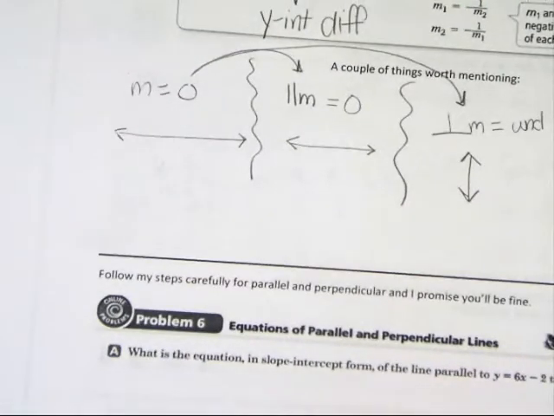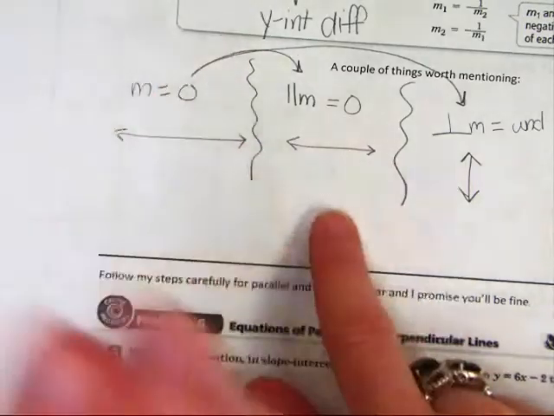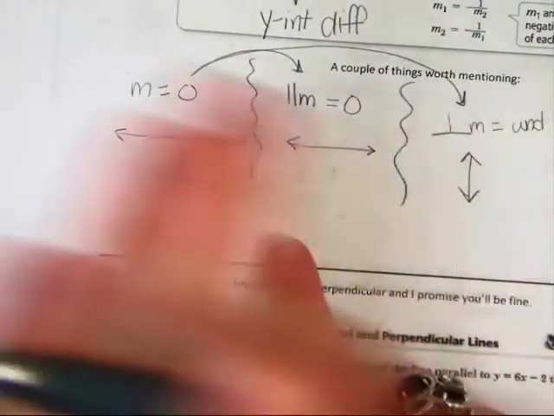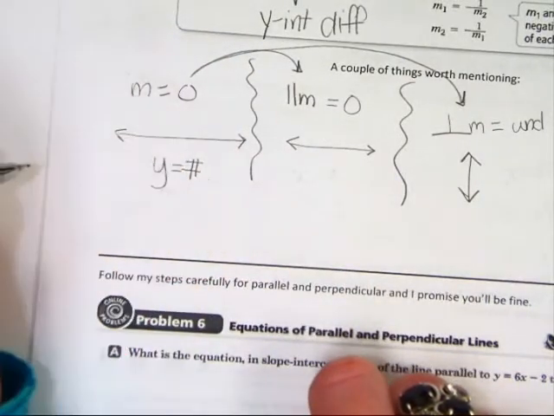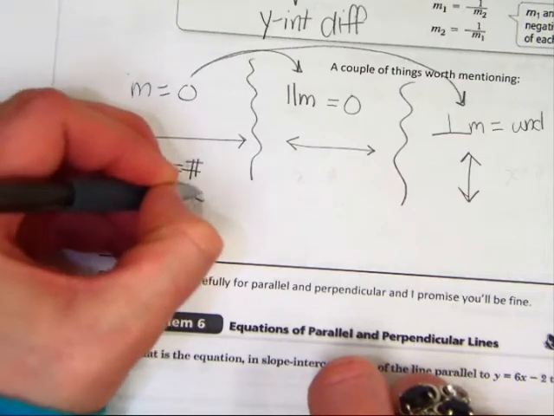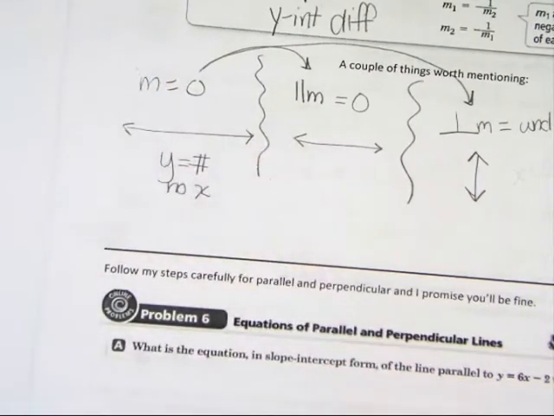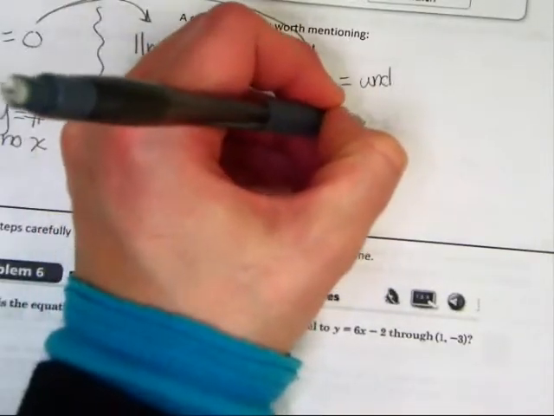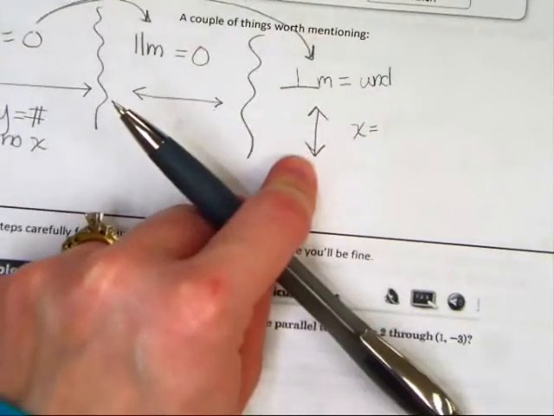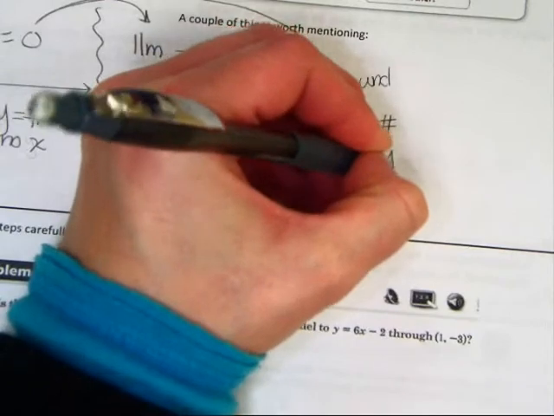Now you should remember a couple of things about zero slopes. Zero slopes occur at the y-axis because they go through the y-axis. They are always y equals a number. There will never be an x. Okay, that's for horizontal lines, there will never be an x. For vertical lines, it will always be x equals a number. There will never be a y.